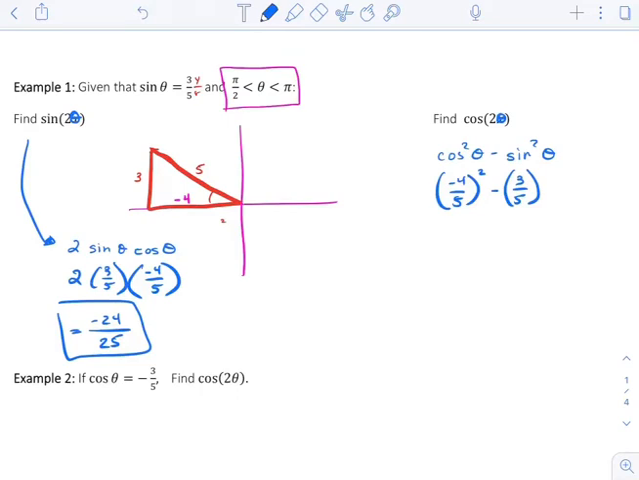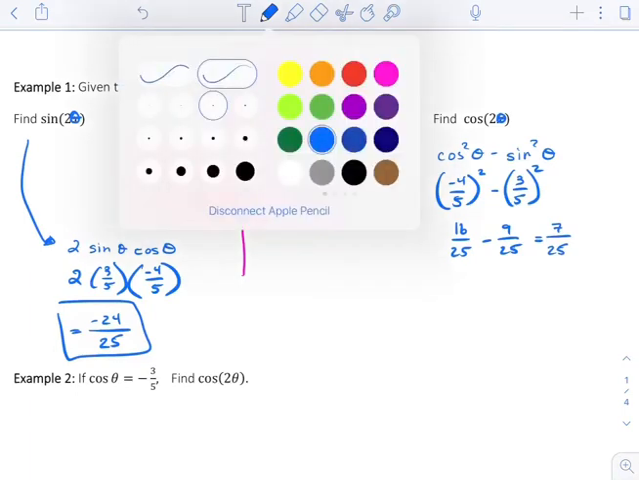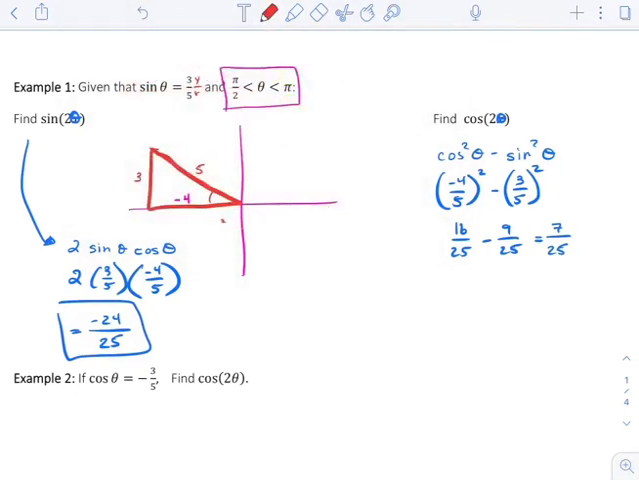And when I solve this through, when I square the top, you get 16 over 25. Sine is also squared. You're going to get 9 over 25. And when I subtract those together, 16 minus 9, we get 7 over 25. It didn't matter which formula I used. Suppose I chose a different one.